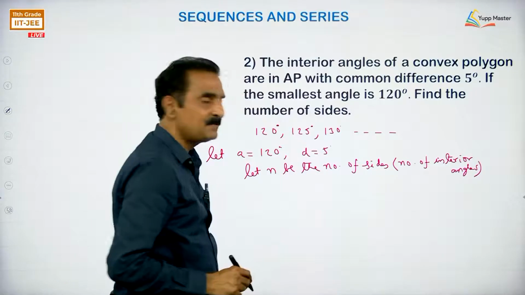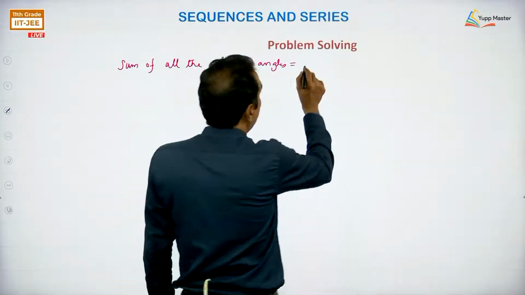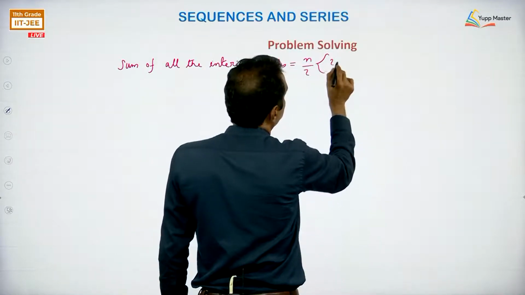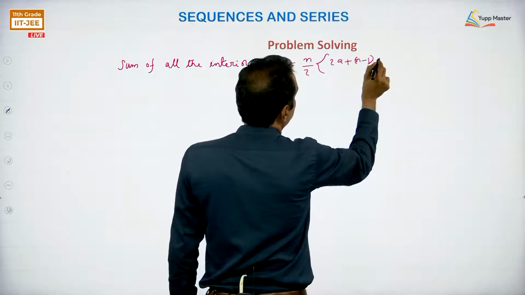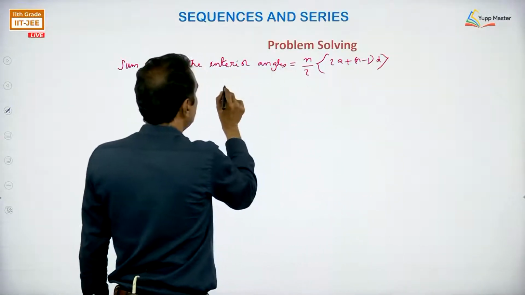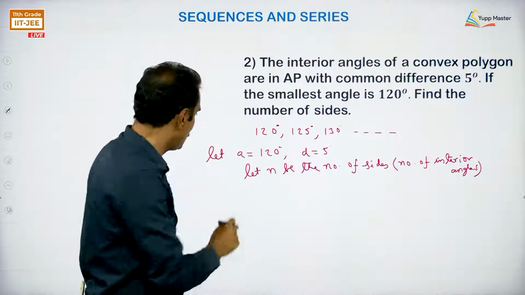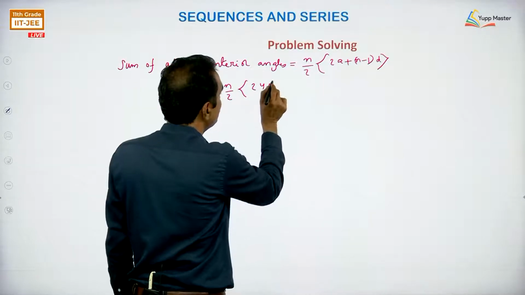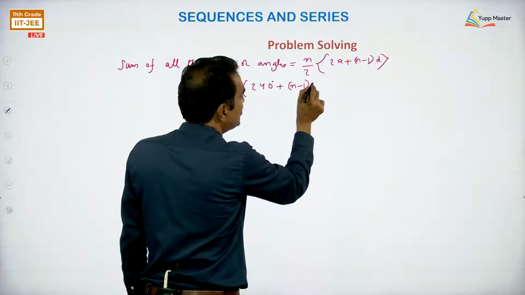We have the first term, common difference, number of terms. So, what is the formula? n by 2 into 2a plus n minus 1 into d. It is equal to n by 2 into, what is 2a? 2 into 120 degrees, it is 240 degrees, plus n minus 1 into common difference 5 degrees.